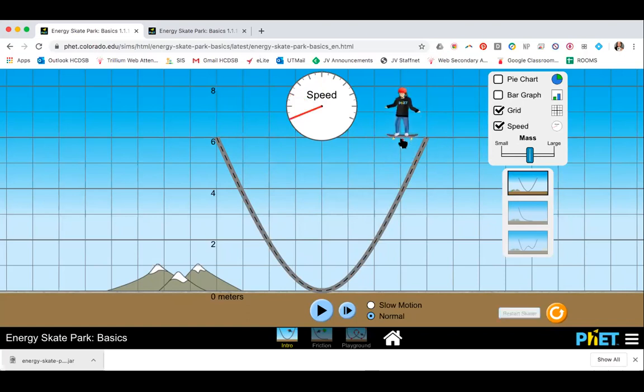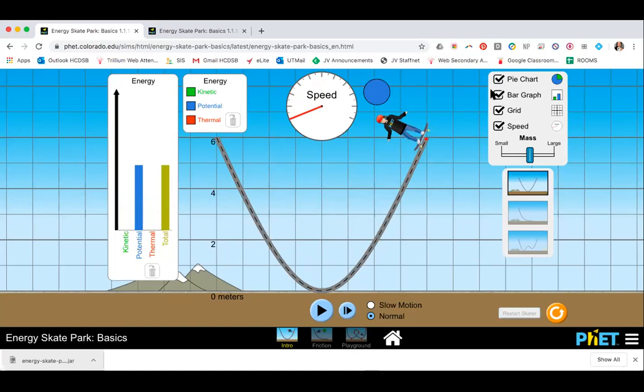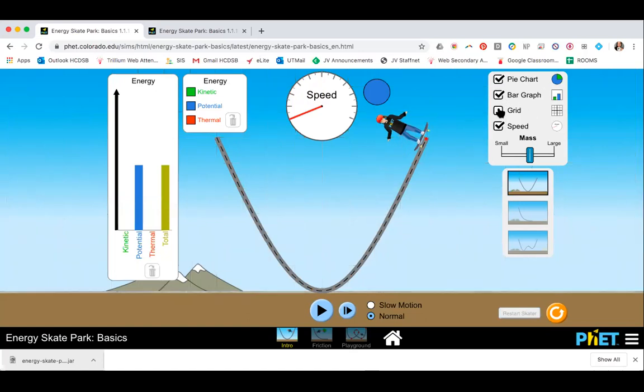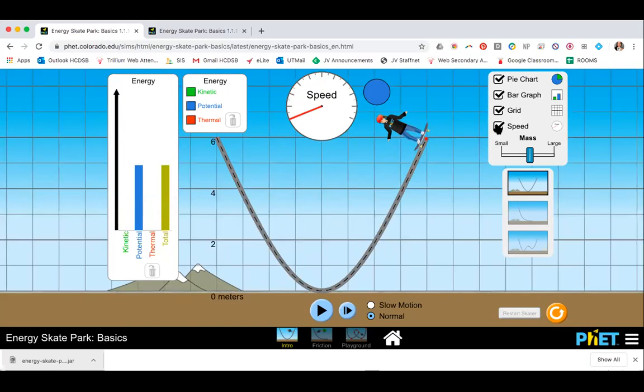So let's do the same thing. Place the person at the very top, but let's look at energy. So let's turn on the pie chart. Let's turn on the bar graph. So those are located on the side. Once you enter this simulation, you'll need to turn on the grid and turn on the speed if you want to see those. We could also adjust the person's mass.